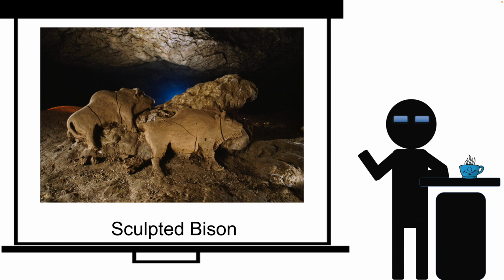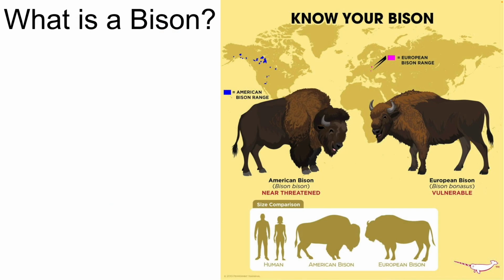The next piece we're looking at is Sculpted Bison, which, again, really obvious name, but art historians are not the most creative people. If we were, we'd be artists. And it leads to a question. What the heck is a bison?